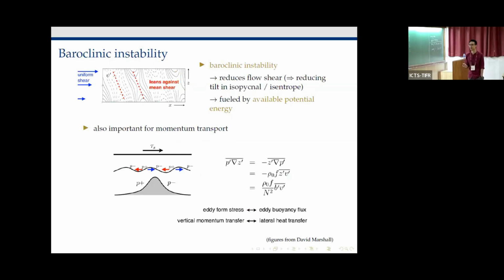All right. So baroclinic instability is then the process, something dynamical, which ends up relaxing the flow.